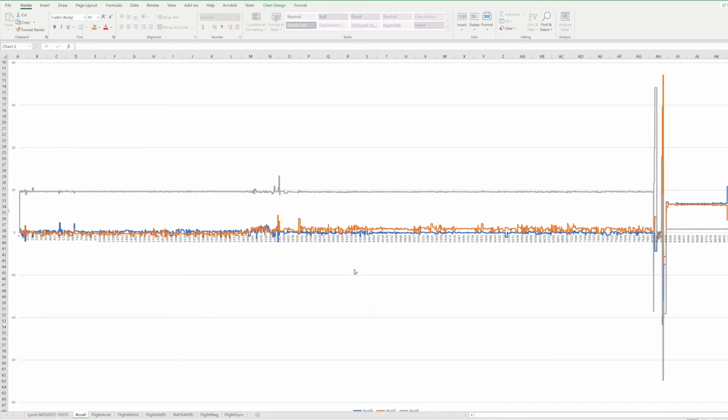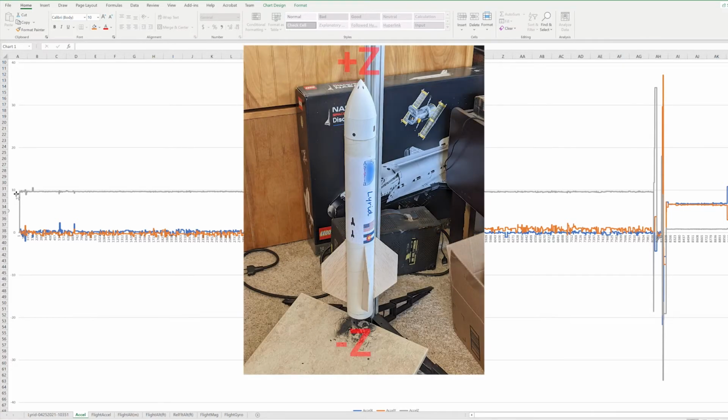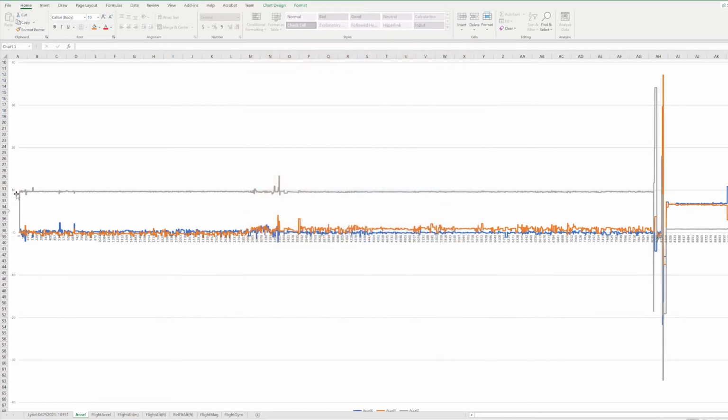Another interesting thing is that you can see this gray line, which is acceleration of z, is steady at just below 10 meters per second squared. The z is the length of the rocket from nose to tail. Therefore, that is the force being pushed down on it by the Earth's gravity, which is around 9.8 meters per second squared. The fact that we can see the force of gravity on our sensors in this situation is incredibly interesting.